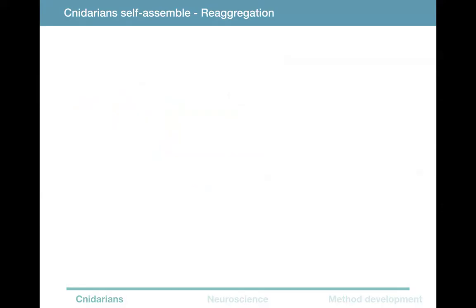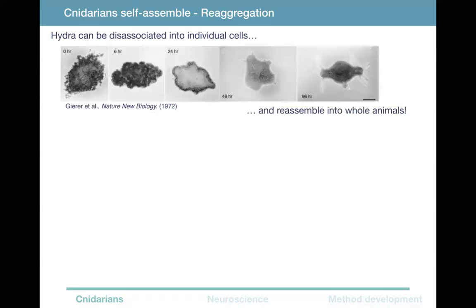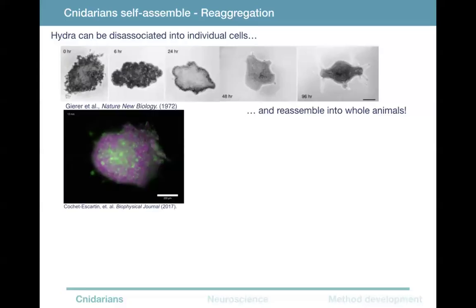Beyond this, Hydra are really, really famous for their reaggregation abilities. What you can do is take Hydra and dissociate it into individual cells. This is the original paper to do this, way back in 1972. They took Hydra, broke it into individual cells, passed it through a screen so that they were sure it was really individual cells. And what they found is that over a few days, it reassembles back into a whole animal. So if you're interested in self-organization and self-assembly, this is a fantastic model. More recently, folks have looked at individual cell lines and how they work during this reaggregation process.